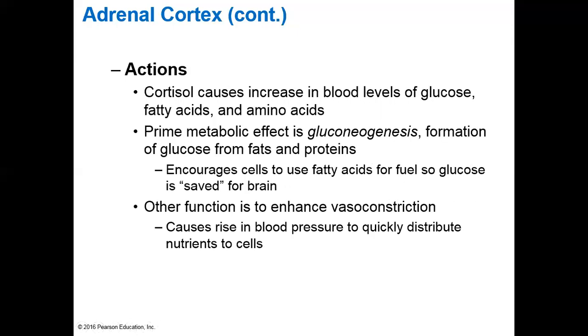All right. So this is the action, right? So we already said that it plays a role in help maintaining blood glucose levels. So it says cortisol can increase blood levels of glucose, fatty acids, and amino acids. This gluconeogenesis is making more glucose. So literally neo, like new, genesis, new. So the beginning, this is making more glucose. And this again is to increase the blood glucose levels. And then other functions that cortisol can have is that it can enhance vasoconstriction. And of course, that would make your blood pressure increase.